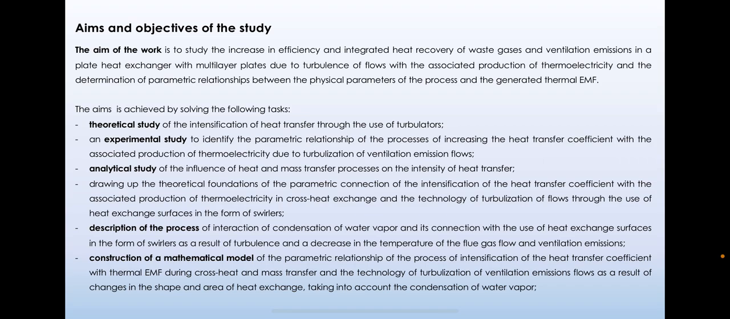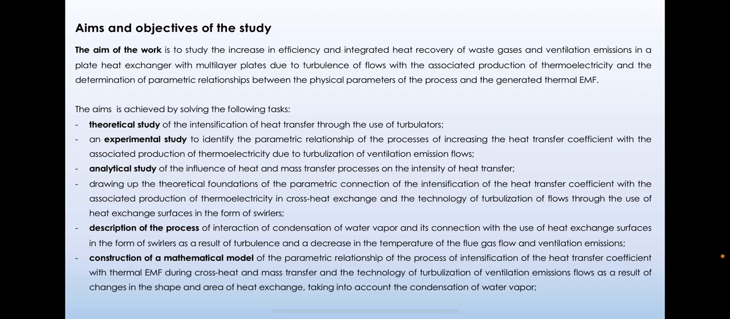The aim is achieved by solving the following tasks: a theoretical study of the intensification of heat transfer through the use of turbulators, an experimental study to identify the parametric relationships of the process of increasing the heat transfer coefficient with the associated production of thermoelectricity due to turbulization of ventilation emission flows.